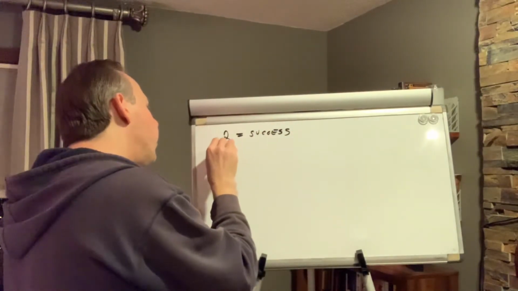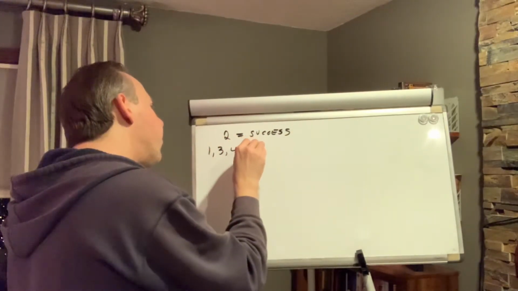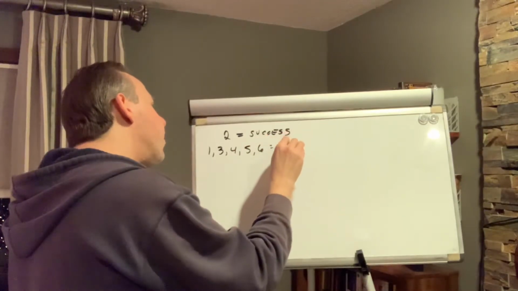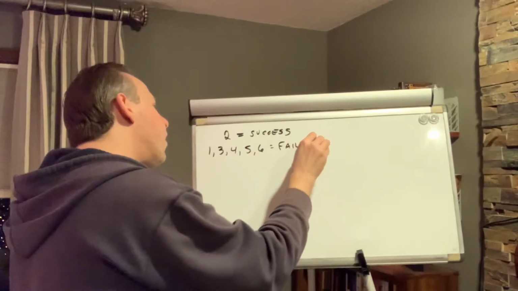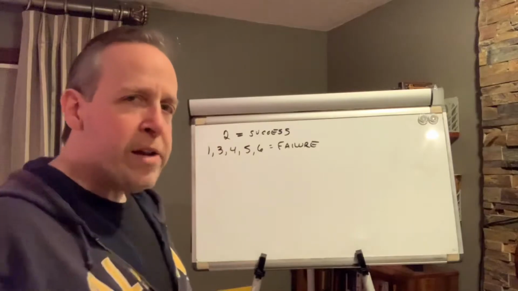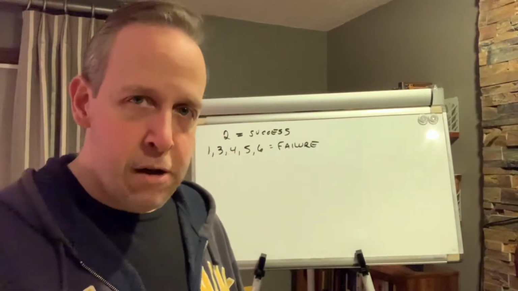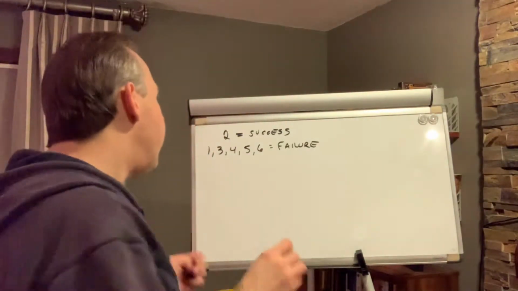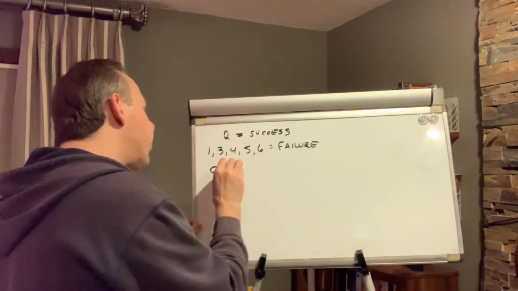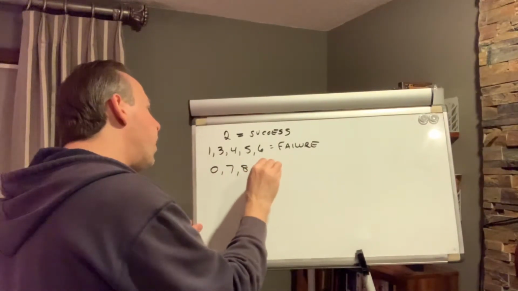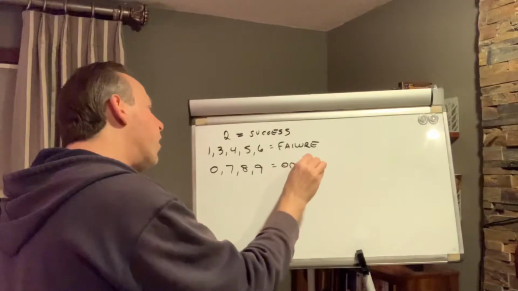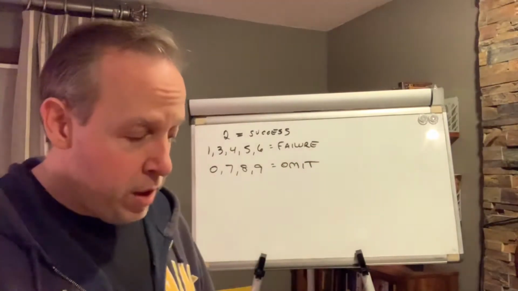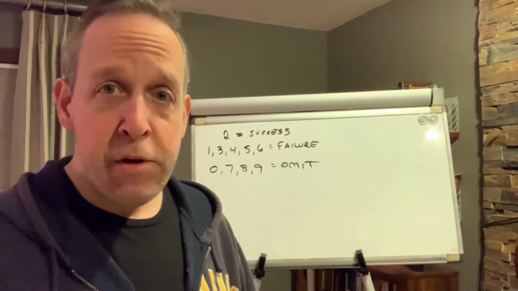So 1, 3, 4, 5, 6, that's failure. I'm going to use the random digit table, which means it has numbers 0 through 9, and I don't want to use 0, 7, 8, or 9. So those are numbers we omit. When I find them, I skip them because they're not within my range.